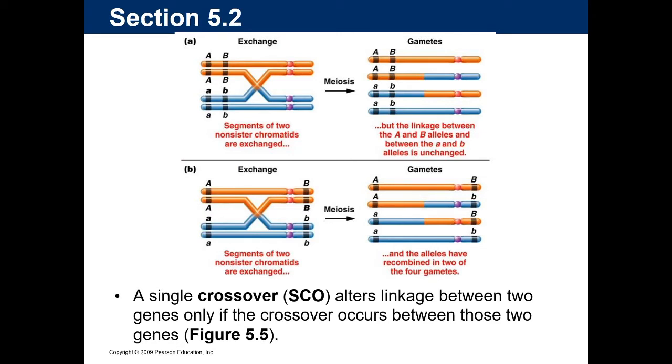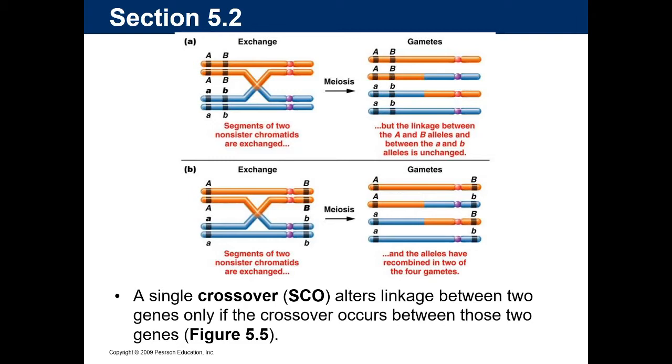A single crossover, SCO, alters linkage between two genes only if the crossover occurs between these two genes. In picture A, you can see exchange between the non-sister chromatids, big A, big B with small a, small b. In gametes, you will have a mixture: big A, big B, big A, big B, small a, small b, small a, small b. So there is no crossover happening between them, and the alleles between A and B are unchanged.